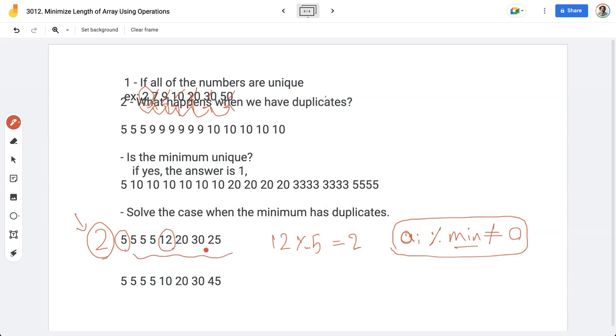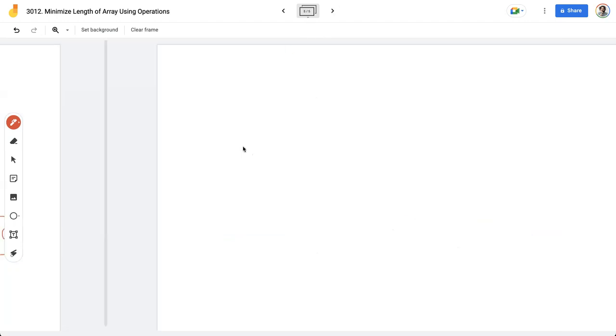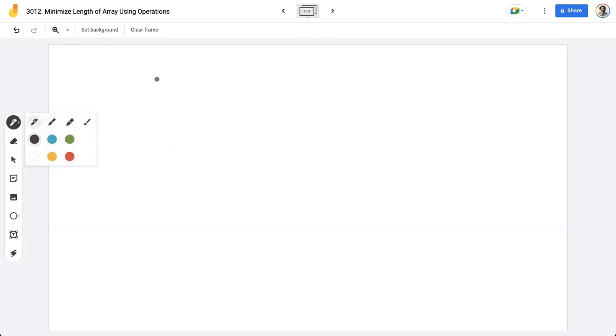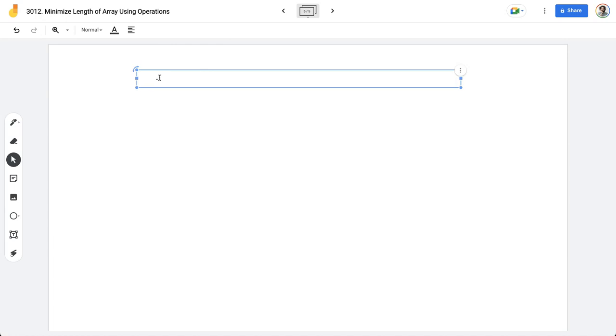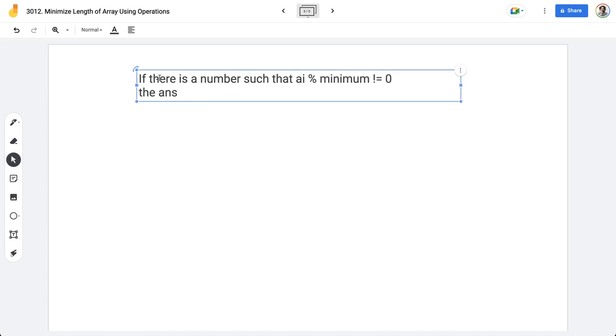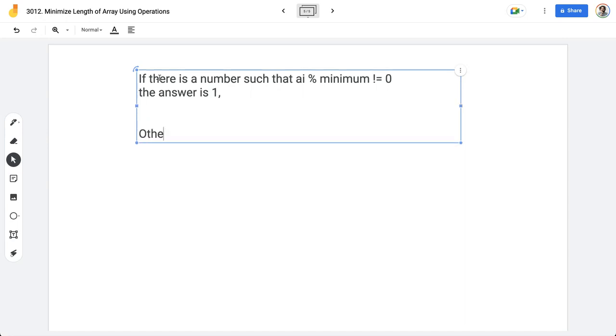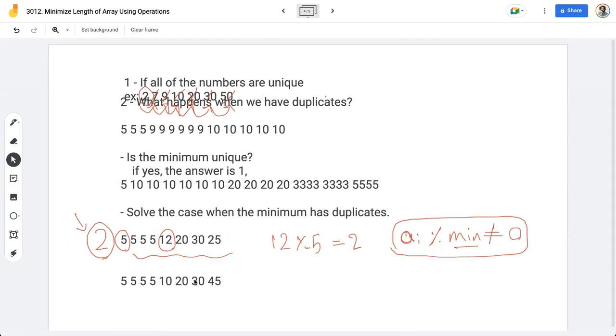So it becomes like this. If there is a number such that a_i % minimum is not equal to 0, the answer is 1, because I can create a number that is less than the minimum and then eat all of the numbers. Okay. Otherwise, this is the case.